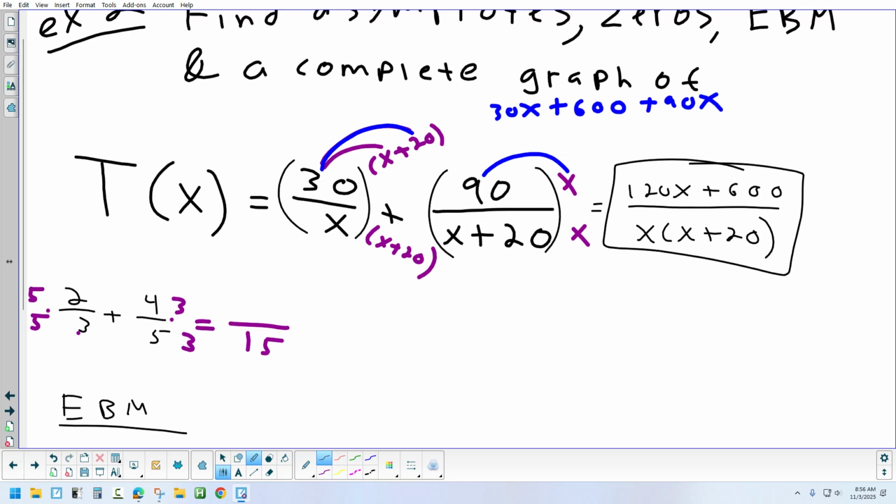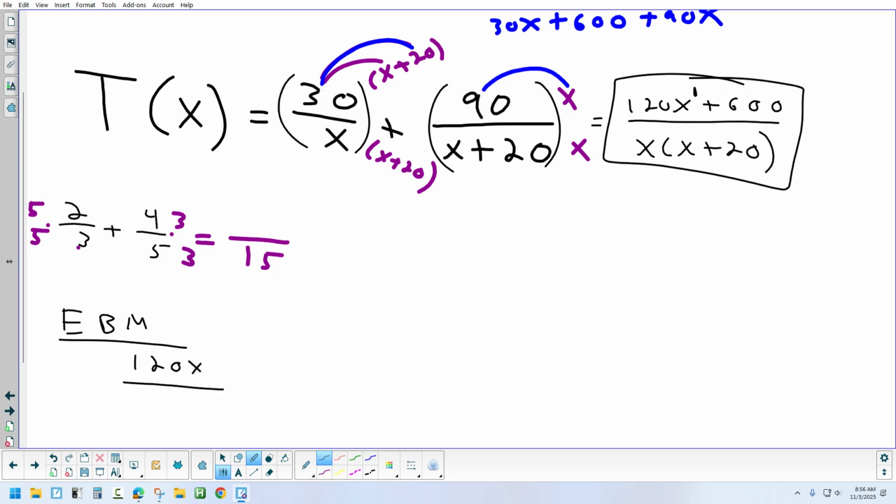So remember, EBM stands for End Behavior Model, and it's the highest degree term in the top divided by the highest degree term in the bottom. What's the highest degree term in the top? x. What is it? So we need the whole term, 120x. Okay. That has an exponent of 1. So this term is degree 1. What about the 600? It doesn't have an x. So what's the degree on that? 0. That's degree 0. So the term with the highest degree is 120x.